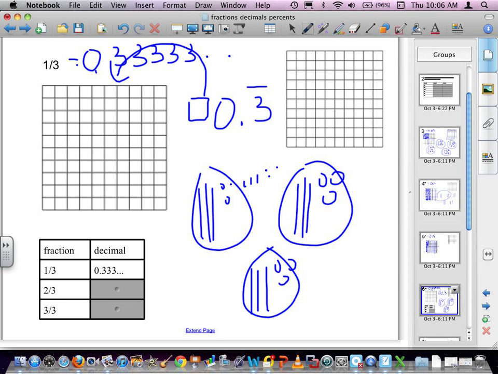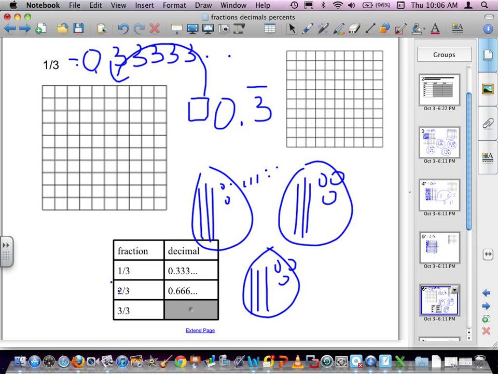Now we're going to do something cool. If 1/3 is 0.3333333 repeating, what's 2/3? 0.6666. Whoops. Okay? 2/3.